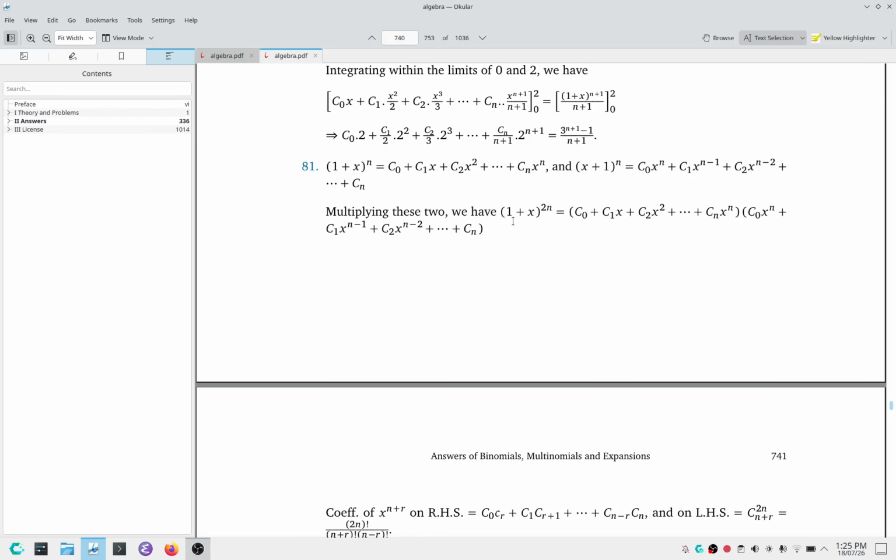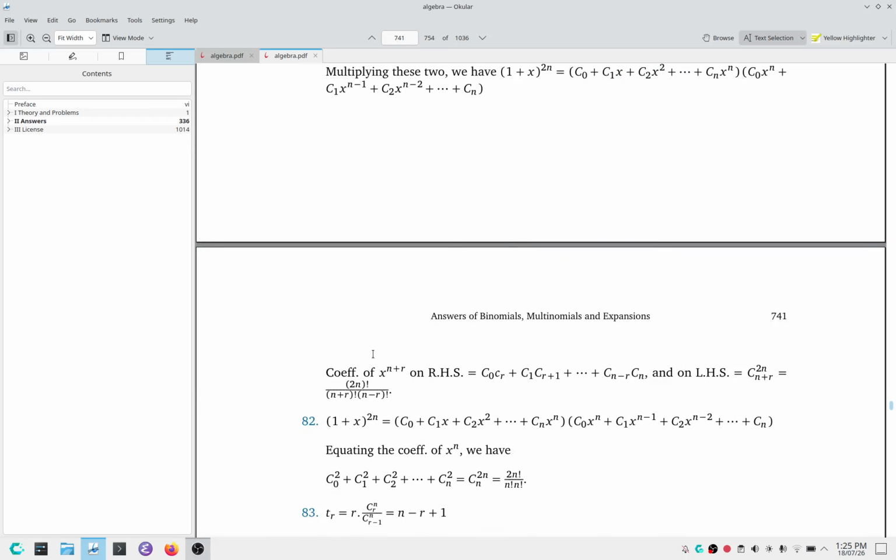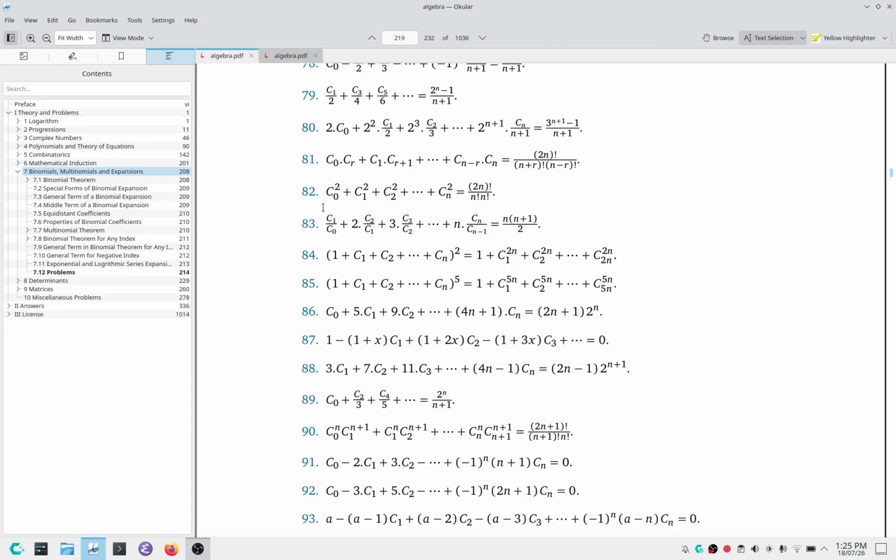And then we multiply, we get (1+x)^2n, and then the expansions are written here. Now the coefficient of x^(n+r) on the right hand side would be C0 Cr, this C should be capital, C1 Cr+1 and so on up to C(n-r) Cn, and on the left hand side it would be 2nC(n+r), that is (2n)! upon (n+r)! times (n-r)!.